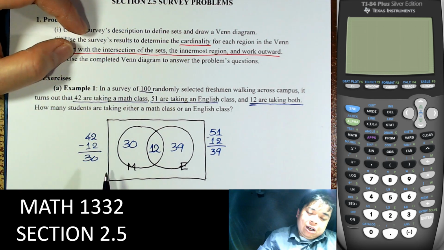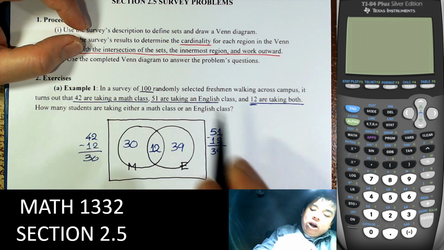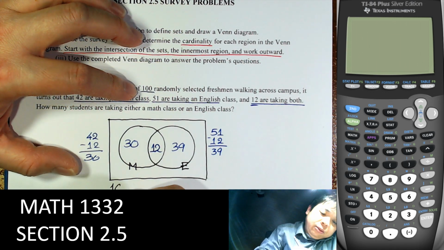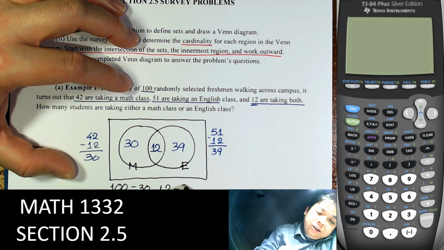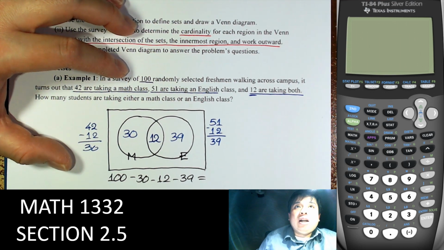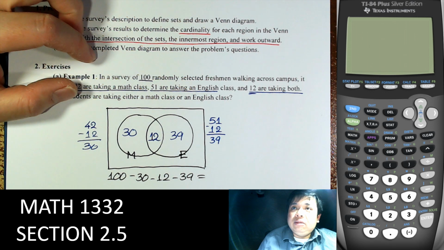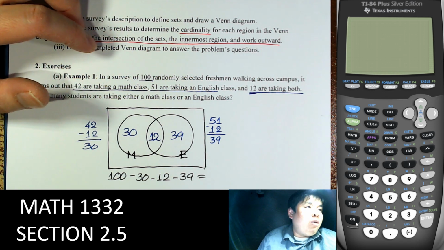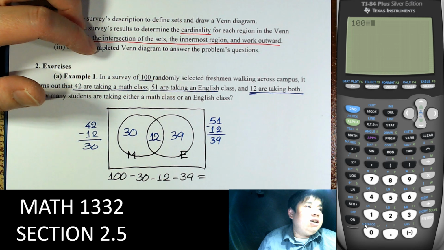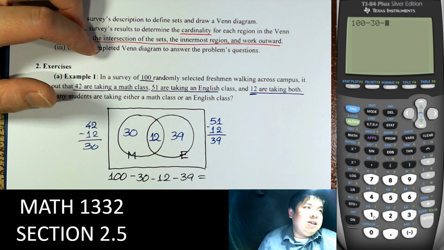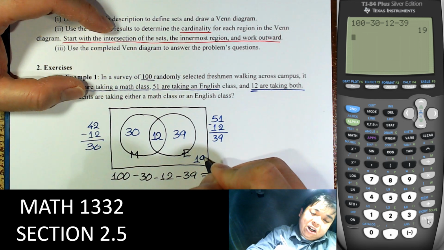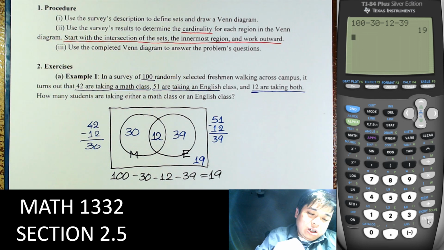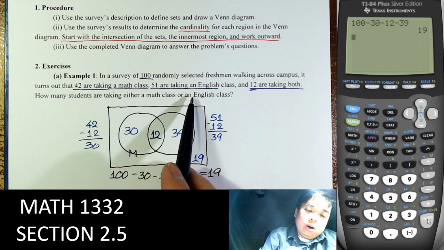Now, so that's what we have. A number we haven't used is 100, so 100 total minus all of these numbers, and we do that. We rarely use the calculator here. That's 19. So 19 will not take any English or math class. Right. Now the question is, how many students take either a math class or an English class?